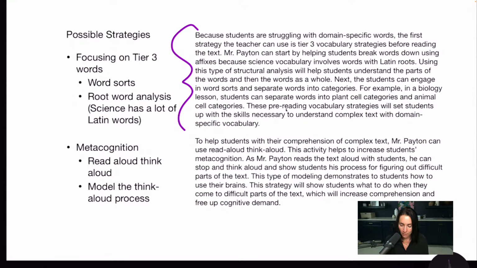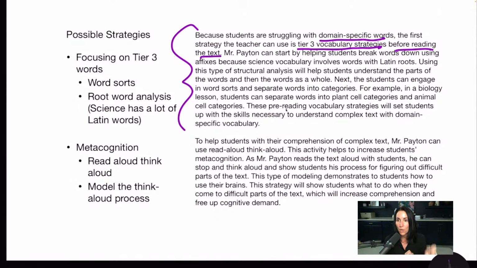All right. So I talk about because they're struggling with domain specific words, I'm going to use tier 3 vocabulary strategies. So what did I do? I named my strategy right away. I don't go around the world and have 40 intro sentences. You don't need to do that on this. You don't need an introductory sentence. Just state what you're trying to state. I will do this. Or if it's a teacher, he should do this or he could do this. Okay. And this is going to happen before reading the text.